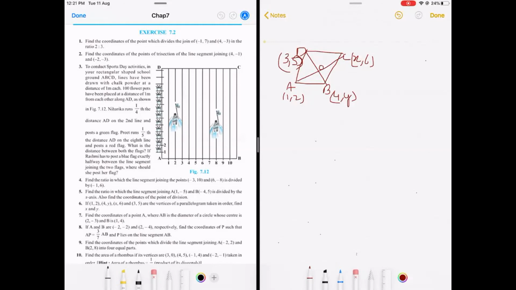Here you can easily find this divides in the ratio of 1:1. Are you able to find the value of y? Ma'am, yes. BD is a line? Yes, ma'am. Coordinates are 3 and 5 and 4 and 5.